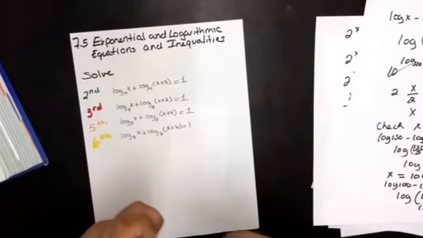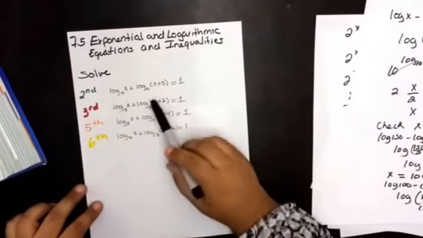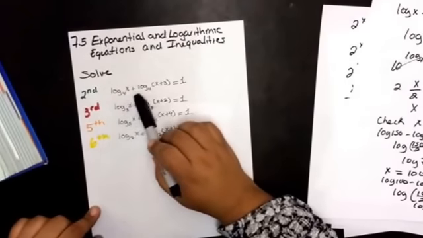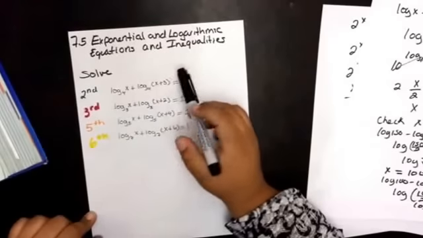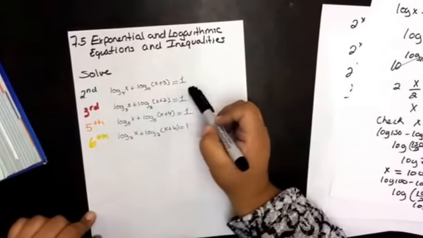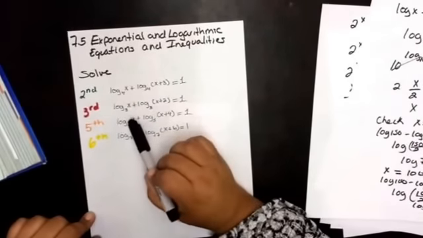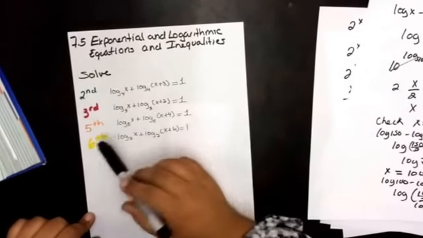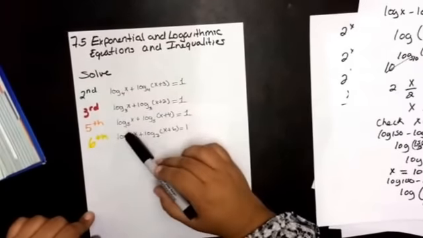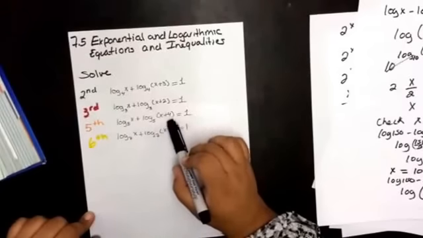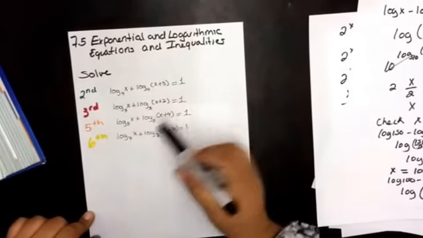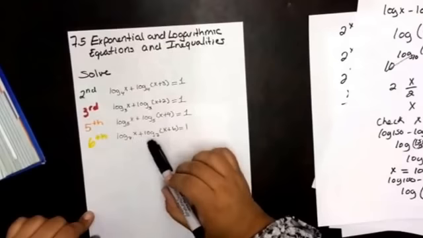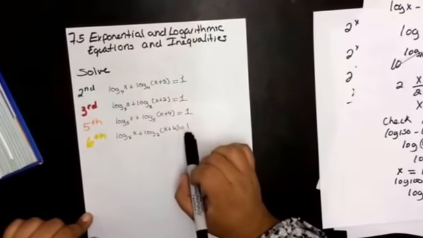Now for Tuesday, work on these problems. For second period, on green, work on log base 4 of x plus log base 4 of x plus 3 equals 1. Third period, in red, log base 3 of x plus log base 3 of x plus 2 equals 1. For fifth period, on orange, log base 5 of x plus log base 5 of x plus 4 equals 1. And for sixth, in yellow, log base 7 of x plus log base 7 of x plus 6 equals 1.